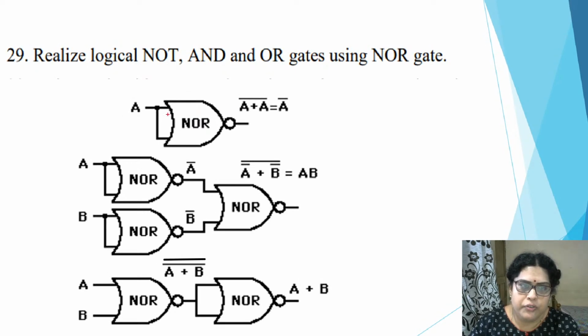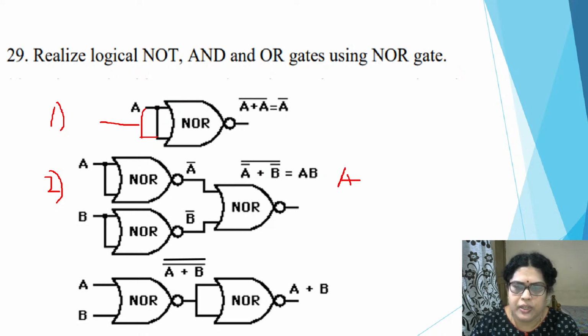So here if you see the first one, you draw one NOR gate, and you combine the inputs like this, and you draw one line like this. This is the NOR gate. So A plus A, the whole complement, is giving you A complement itself. The second one, you draw three NOR gates. The first one gives A complement, the second one gives B complement, the third one gives A complement plus B complement, the whole complement. So here it becomes AB.